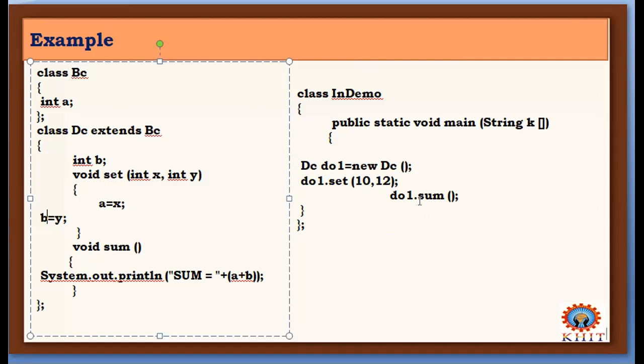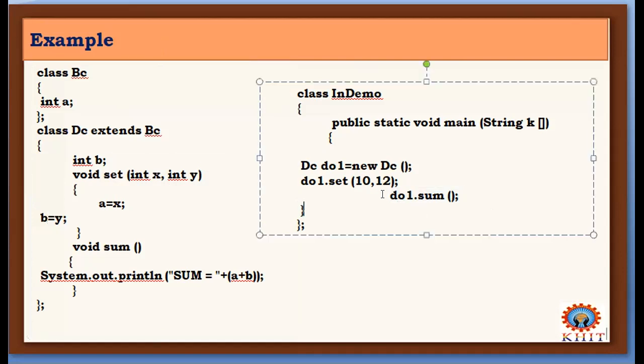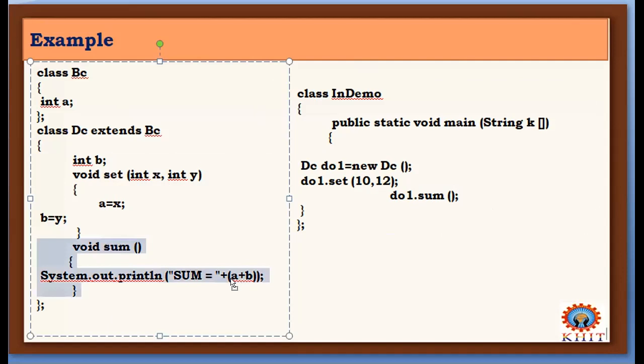Now do1 dot sum. When I call this do1 dot sum, it will execute this method and display the summation of two values a and b. What is the summation of two values, 10, 12? 22. Answer will be 22.